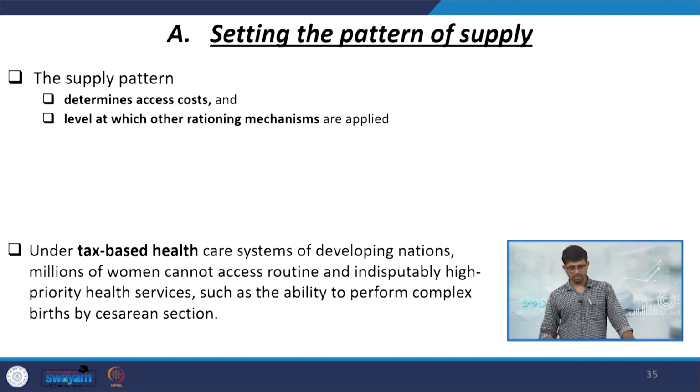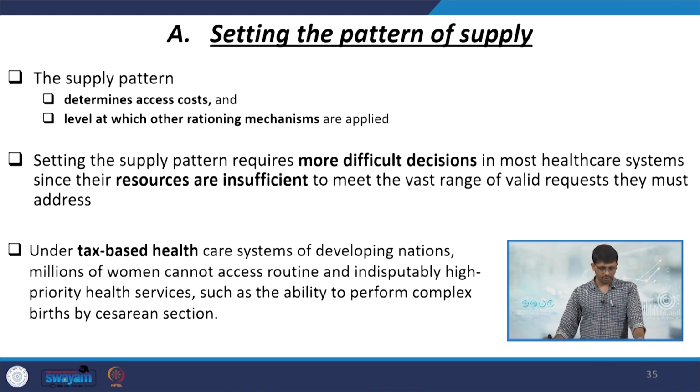So, setting the pattern of supply determines the access cost, and the supply pattern level at which other rationing mechanisms are applied is very important to discuss. Setting the supply pattern requires difficult decisions in most healthcare systems, and resources are insufficient to meet the vast range of valid requests that they must address.